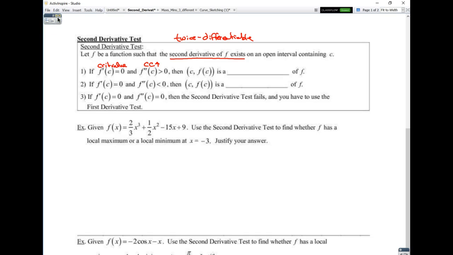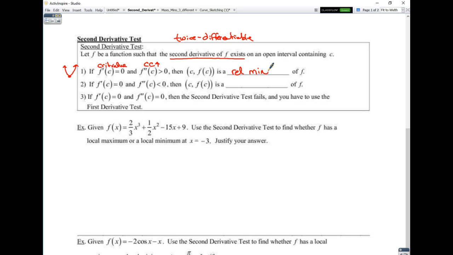So real quick, draw a curve that is concave up. A parabola that opens up. I have a concave up graph. Where's the critical value of this graph? At the bottom. f of c is a relative minimum.